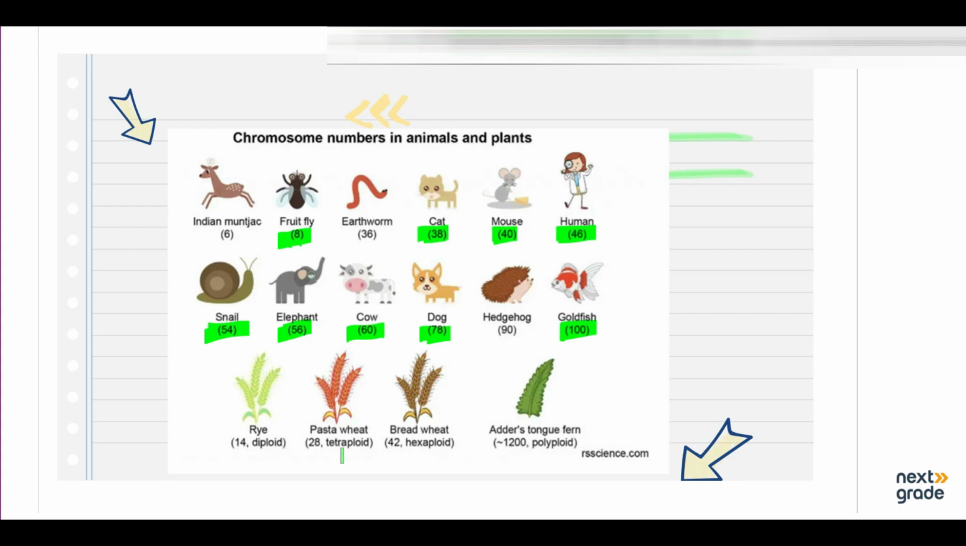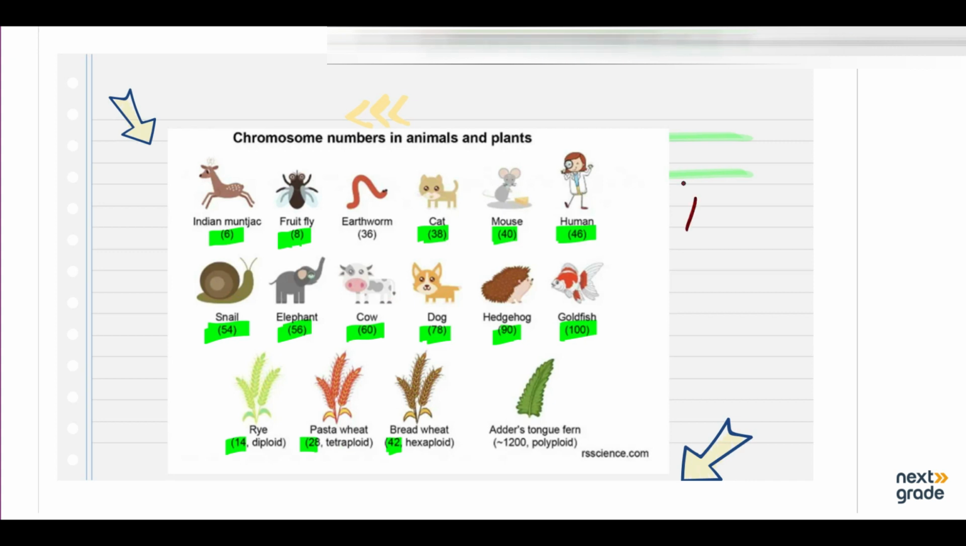a fruit fly contains 8 chromosomes, Indian mint jack contains 6 chromosomes, rye contains 14 chromosomes, pasta contains 28 chromosomes, then in bread there are 42 chromosomes, right? In hedgehog there are 90 chromosomes, right? So these are the different chromosomes that are present in the plants and animals.